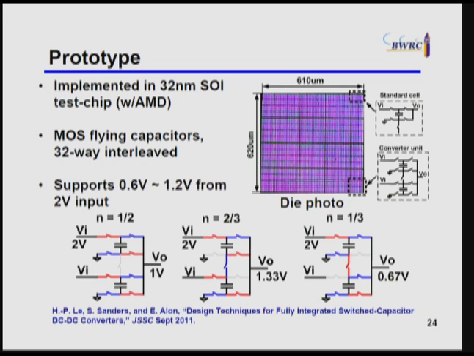So this was a prototype that we built, actually in collaboration with AMD, in a 32 nanometer SOI test chip. Again, no changes to the process, just using the standard digital process that was existing already. All the capacitors were built essentially out of the MOS transistors. And again, in order to reduce the ripple, we actually used 32-way interleaving in this particular design. And it also happened to use essentially the 3 different topologies I had mentioned earlier in order to have this wider output voltage range. And if you're interested in some more of the details, this is actually going to be published in JSC, but is already available on the web in September of this year.